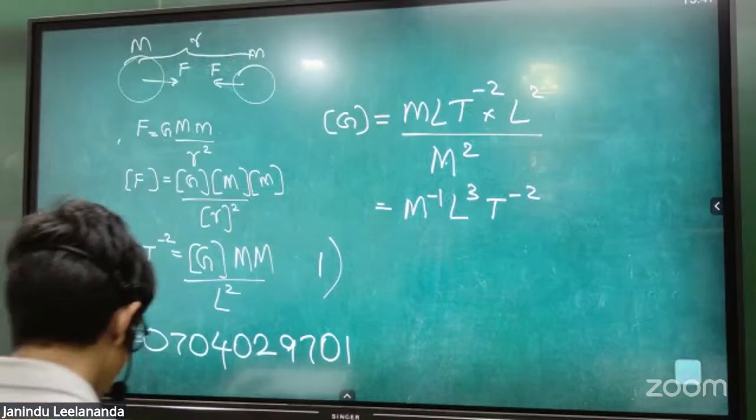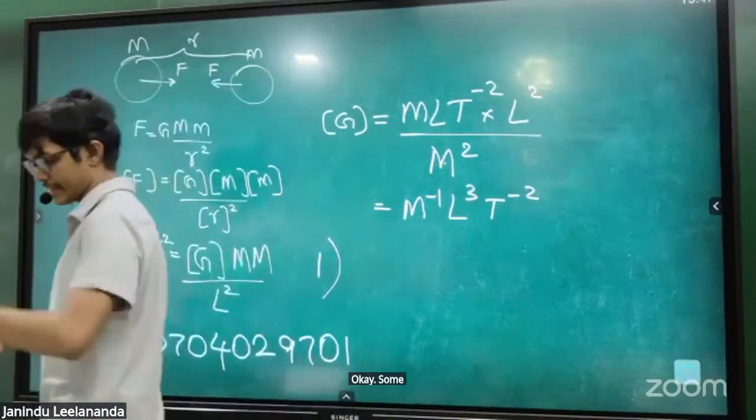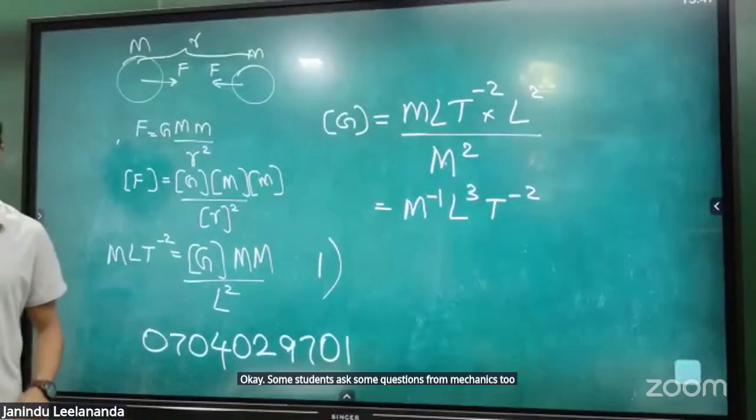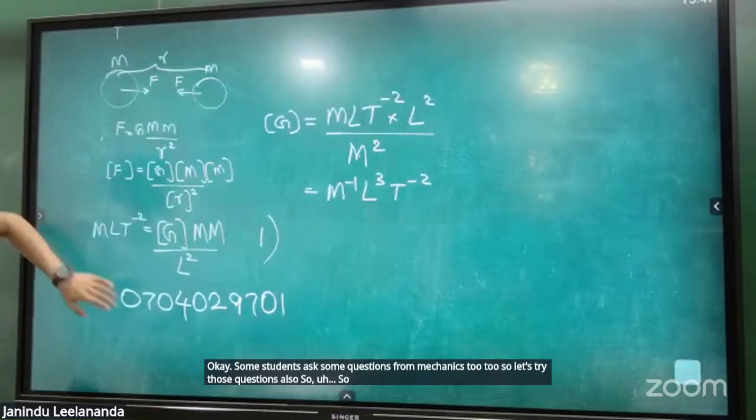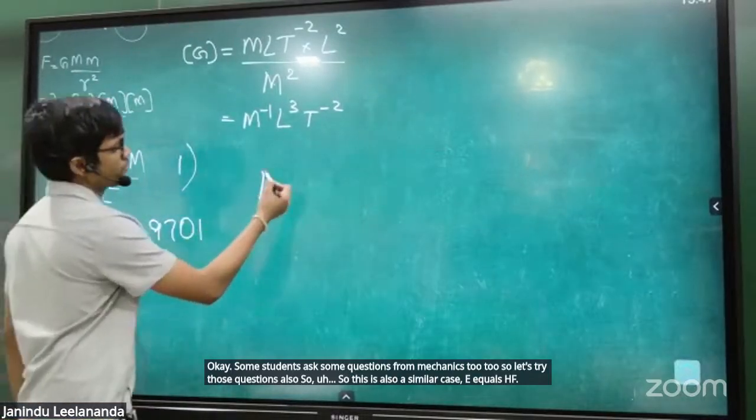Some students ask some questions from mechanics too, so let's try those questions also. This is also a similar case. E equals hf.